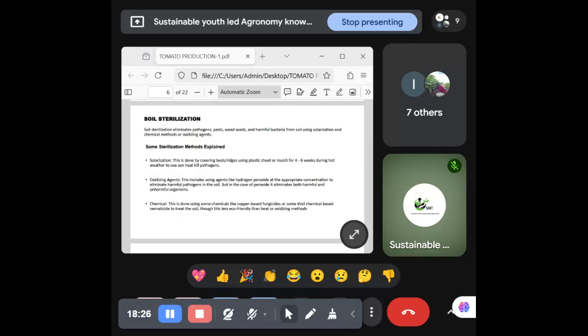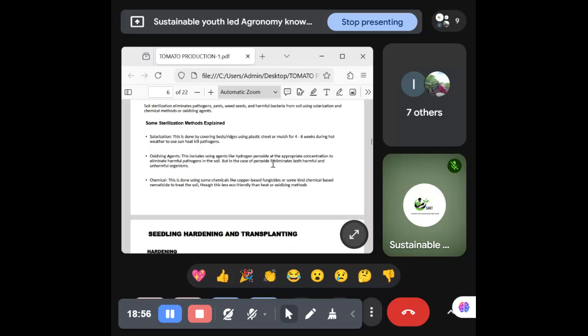So as a well-informed farmer, you need to know what to do to reintroduce the unharmful microorganisms that can help your plant to thrive. Now the last one on the list, chemical. So this is done using some chemical like copper-based fungicide or some chemical-based nematicide to treat the soil, though this is less eco-friendly than heat and oxidizing methods, but it's very effective.